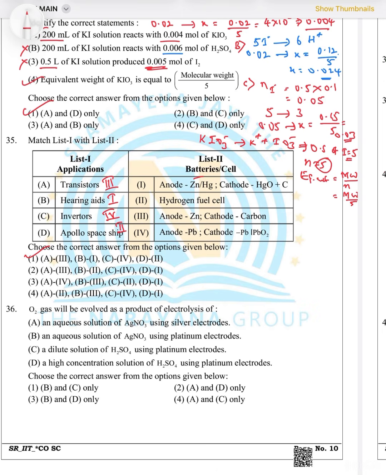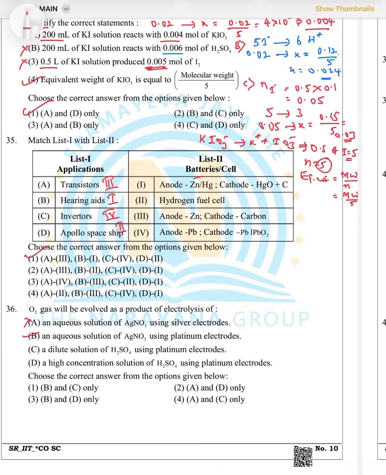Next. Oxygen gas will be evolved as a product of electrolysis of an aqueous solution of silver nitrate using silver electrode. No, wrong. Because in this, silver is only acting as the electrode. Now oxygen is not produced. An aqueous solution of AgNO3 using platinum electrodes: yes, this we can write. Why? Because in this, water is undergoing decomposition and oxygen is liberated.